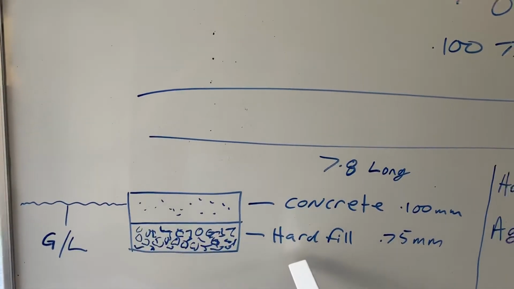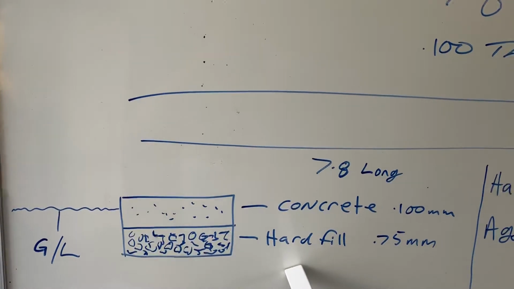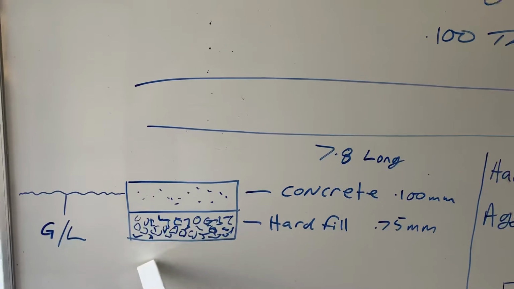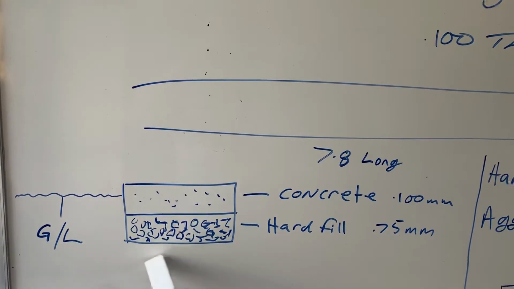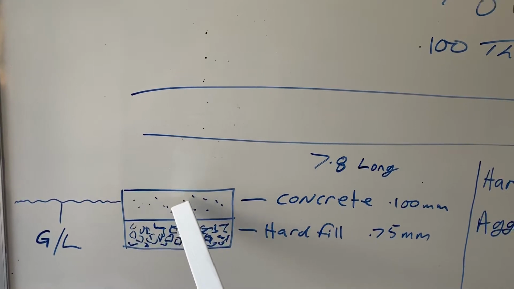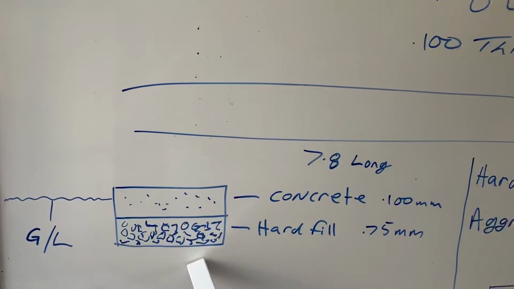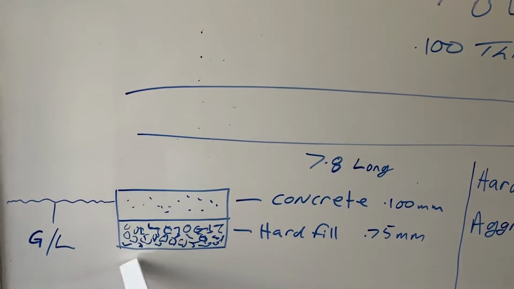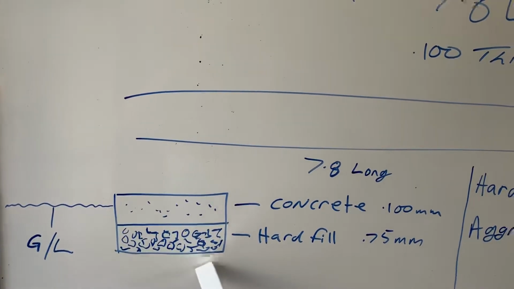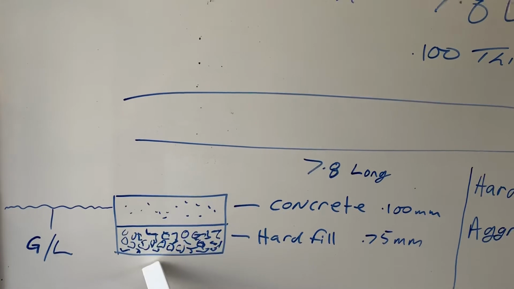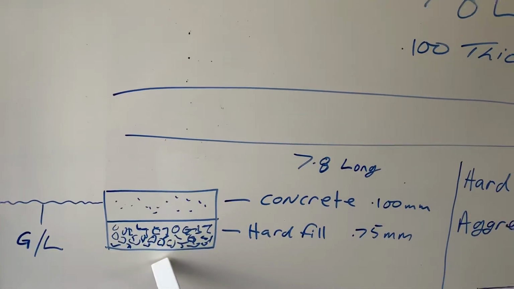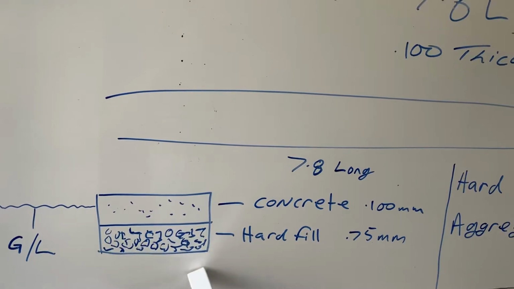Now your hardfill needs to be compacted. In other words, that means it has to be pressed down tightly so it doesn't move and it forms a base for the concrete pad to sit on. Now, one way you can make sure that this is compacted properly is if you sprinkle it with water, and what that does is it helps the stones or the little rocks rub together and compact a little bit better.